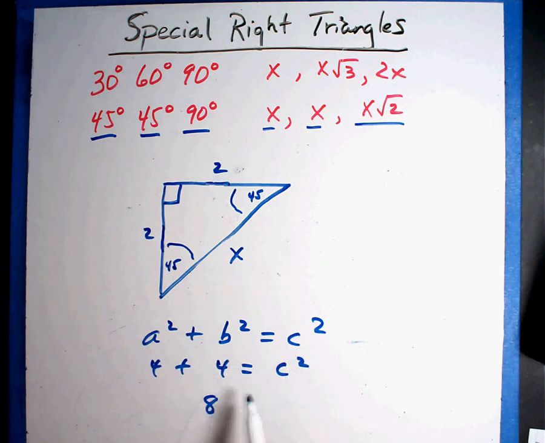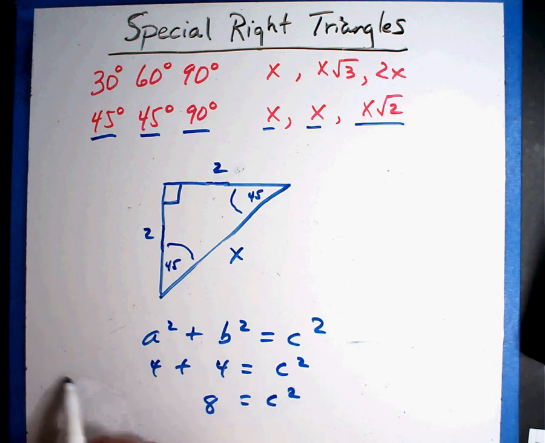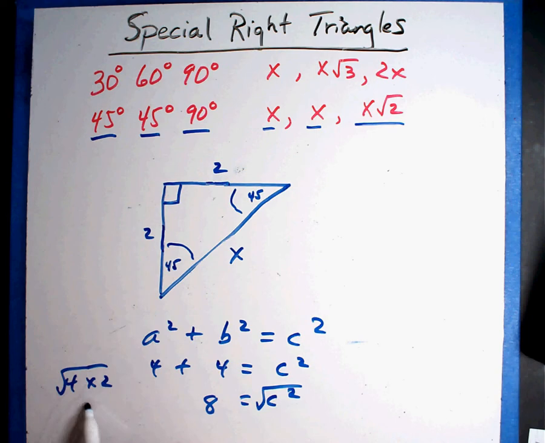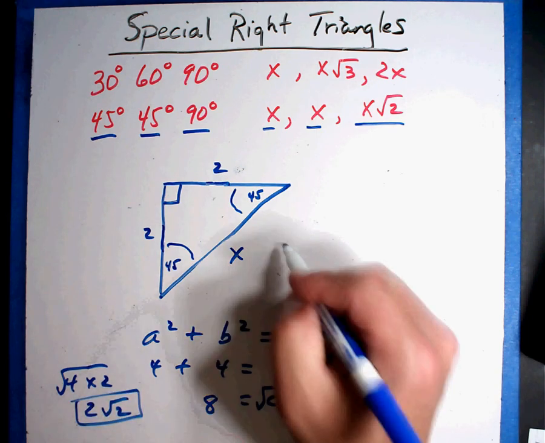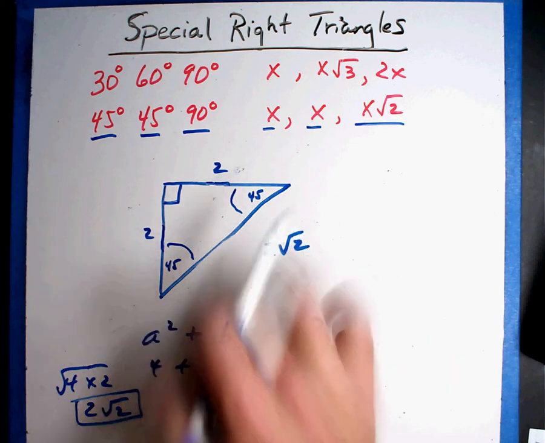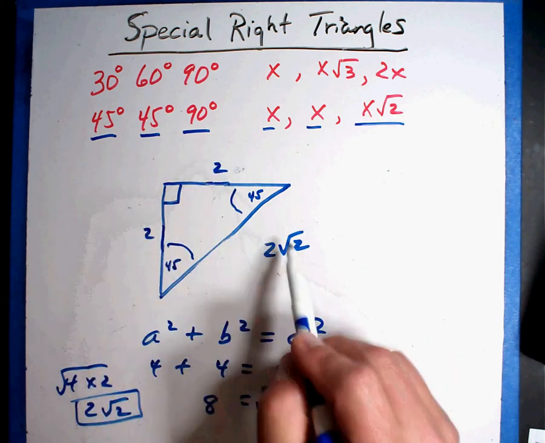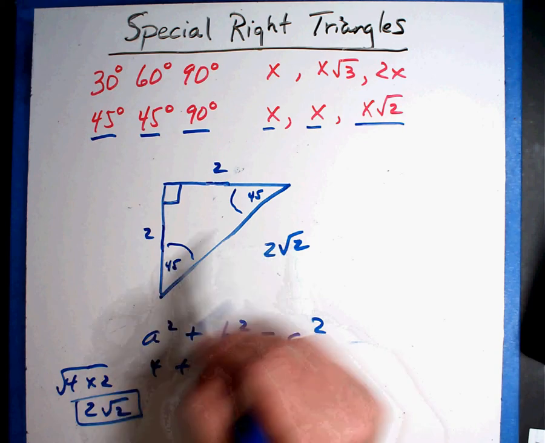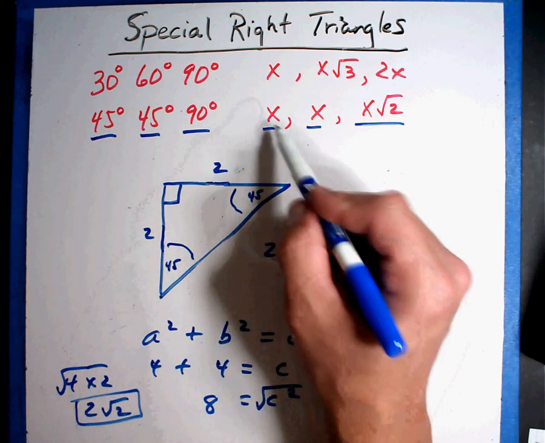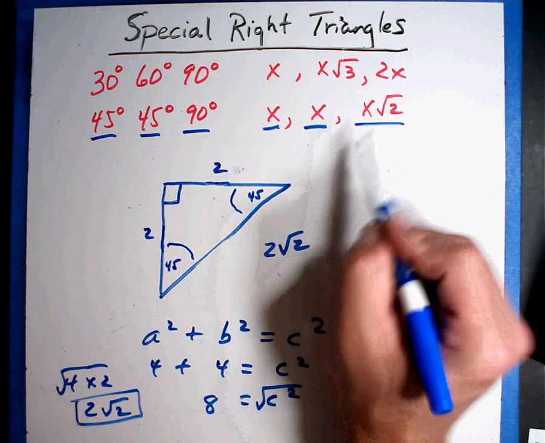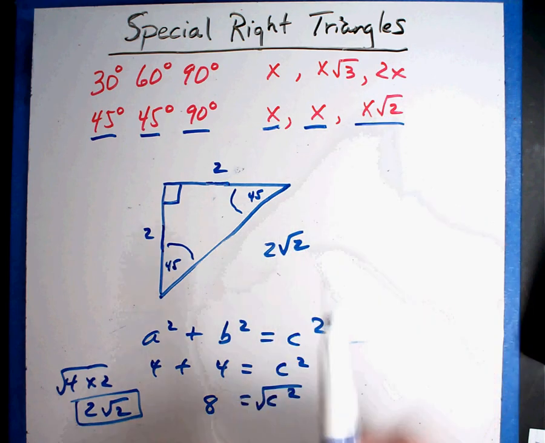So that's 8 equals c squared. Well, 8 is 4 times 2, so when I take the square root of that, the square root of 4 is 2, and the square root of 2 is all that's left. So this becomes 2 square roots of 2. Now notice again, 2, 2, 2 square roots of 2. So whenever you have two 45-degree angles, you're going to have a number, and then a number times the square root of 2. It always works out that way.